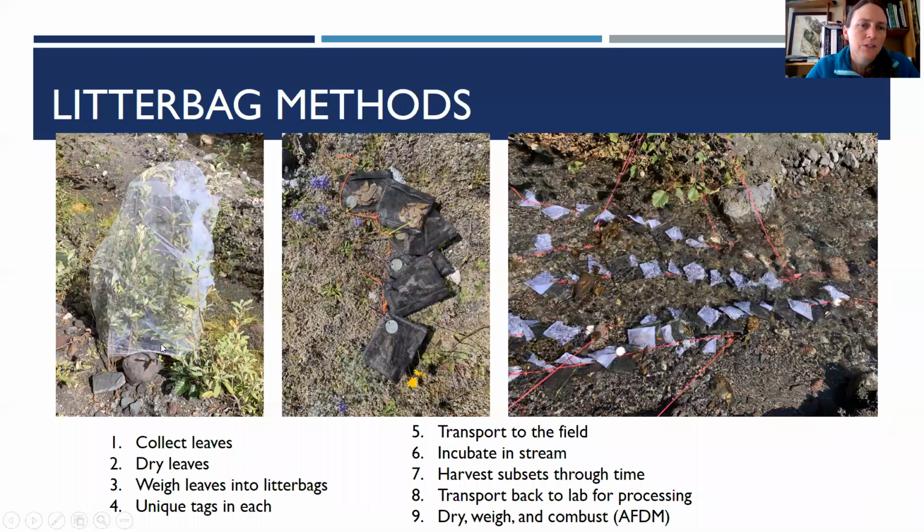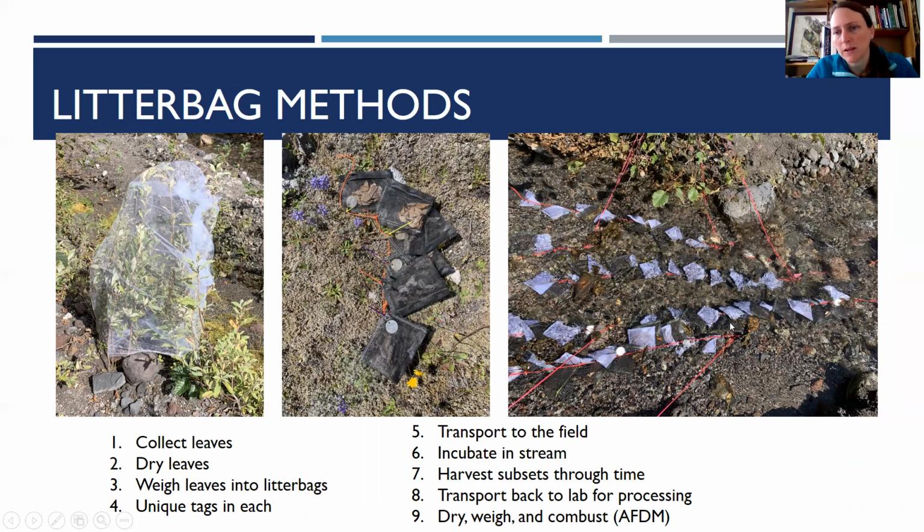And so the methods basically have you collect leaves from plants and trees. Depending on what kind of leaf material you're interested in capturing, you might capture the leaves slightly differently. You usually take them back to the lab and dry the leaves, then weigh them and put them into these numbered leaf litter bags. These ones are made out of window screen mesh. Then you transport them to the field and you place them in the stream.